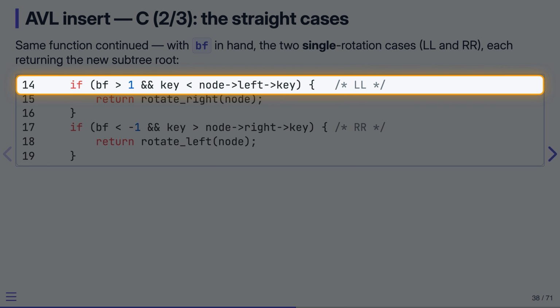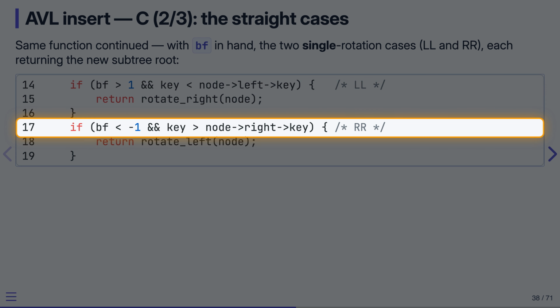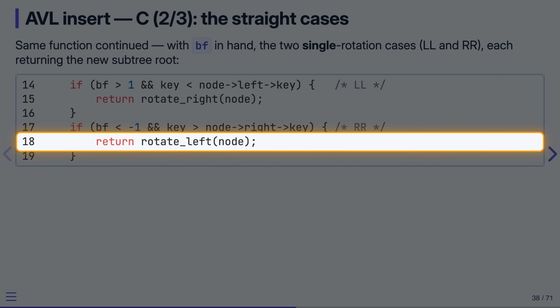With BF in hand, here are the two single rotation cases. If the balance factor is greater than 1 and the key went to the left of the left child, that is left-left. One right rotation fixes it, and we return the new subtree root. If the balance factor is less than -1 and the key went to the right of the right child, that is right-right. One left rotation fixes that one. Both of these return straight away, so the later checks never run.